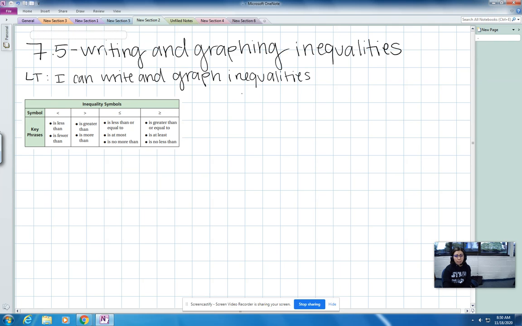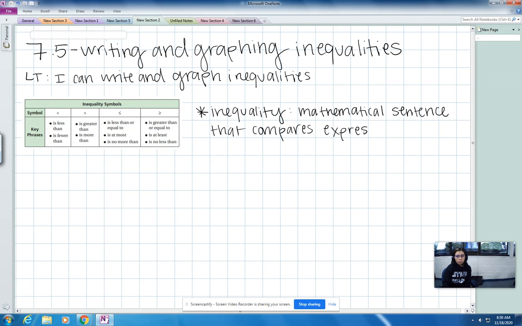So the first thing we're going to do is define what is an inequality. An inequality is a mathematical sentence that compares expressions. What that means is we have two expressions, two things that might have variables, numbers, operations, and we are comparing them using one of the symbols that you see in the chart here. This chart will be available to you on Google Classroom, so you don't need to copy it down if you don't want to. We have four symbols.